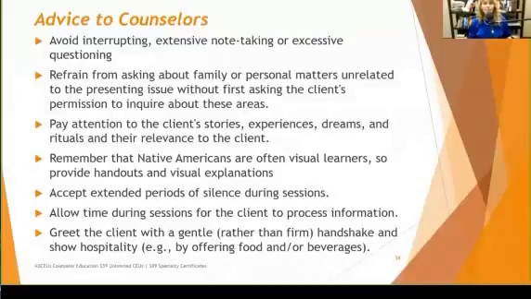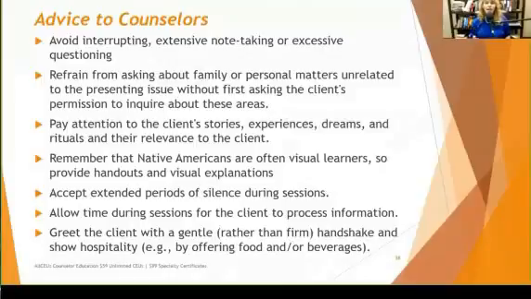Accept extended periods of silence during sessions. They're going to need time to think. After you finish speaking, the respondent has control over the conversation. So let them think, and then they'll respond. Don't jump in too soon. Allow time during sessions for the client to process information. It kind of goes without saying.